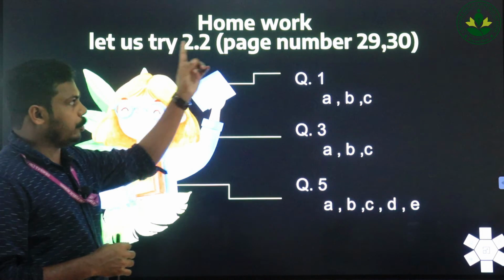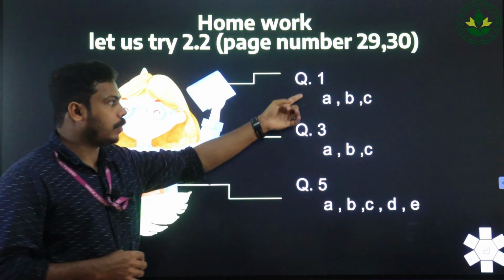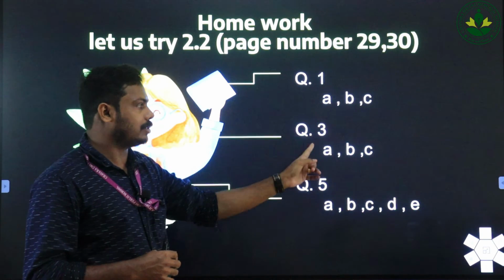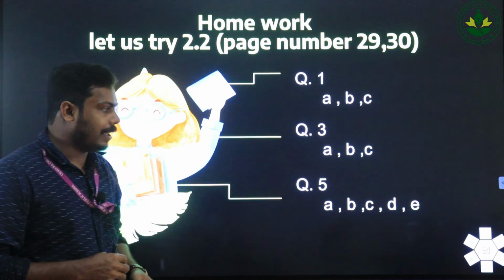Here is your home assignment. Let us try Exercise 2.2, page number 29 and 30. Question number 1, it's A, B and C. Question number 3, A, B, C. Question number 5, A, B, C, D and E.